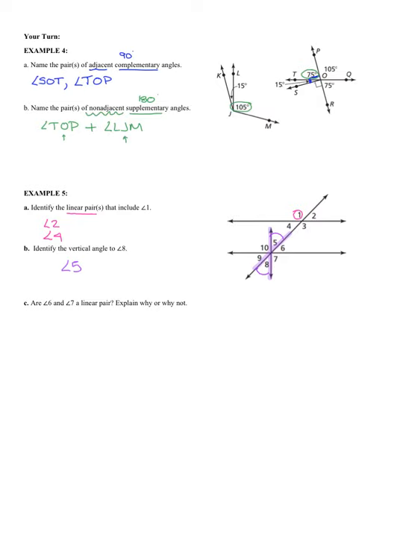And then it asks, are angle 6 and angle 7 a linear pair? Explain why or why not. So when we look at these, here's angle 6, here's angle 7. They are adjacent, which is required for a linear pair, but they do not make a line. So we're going to say no, angle 6 and angle 7 do not make a line.